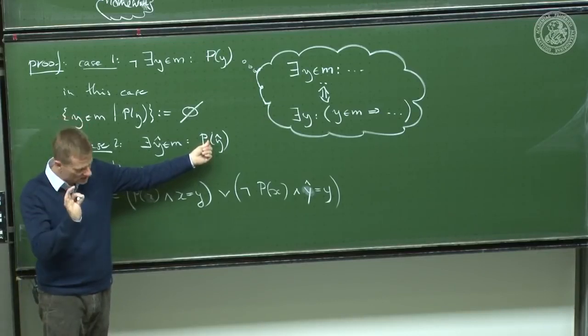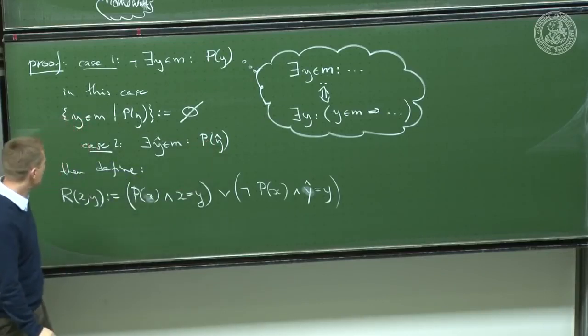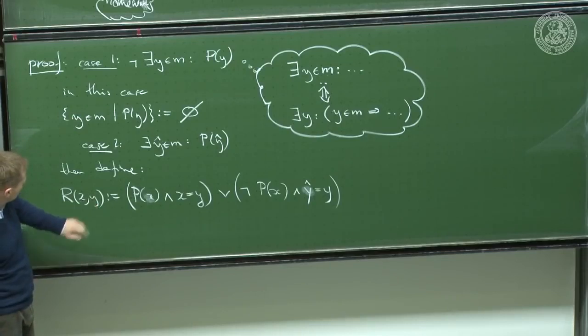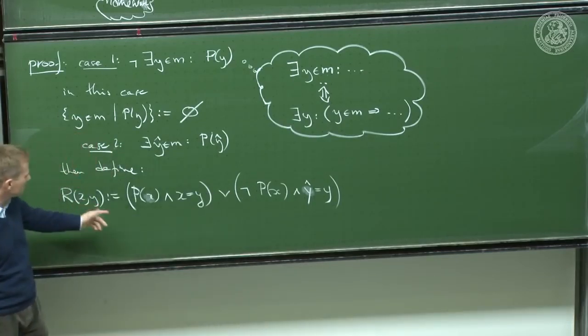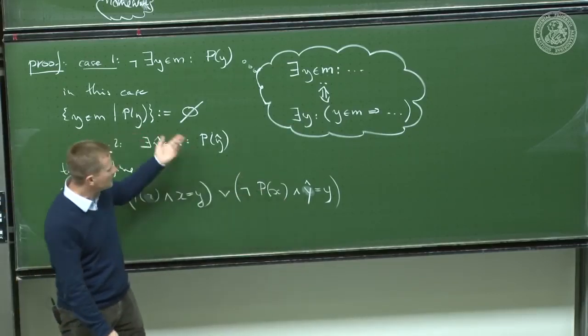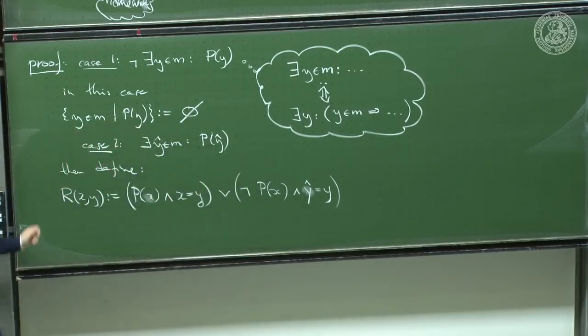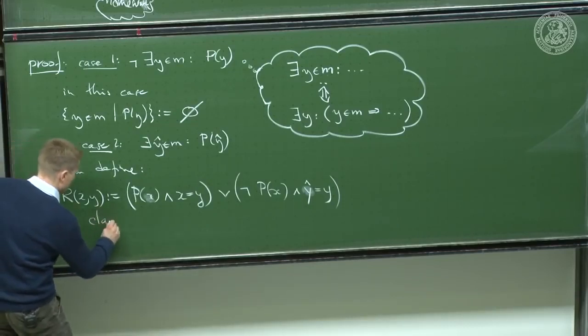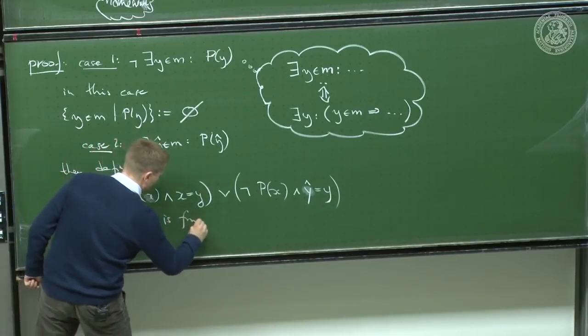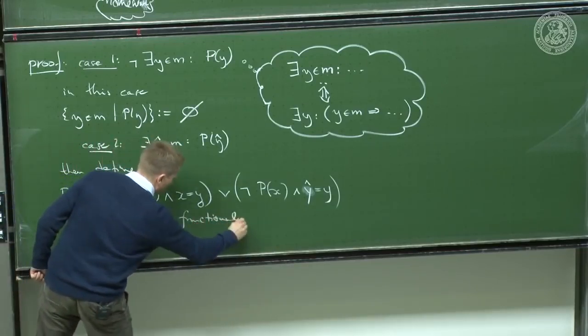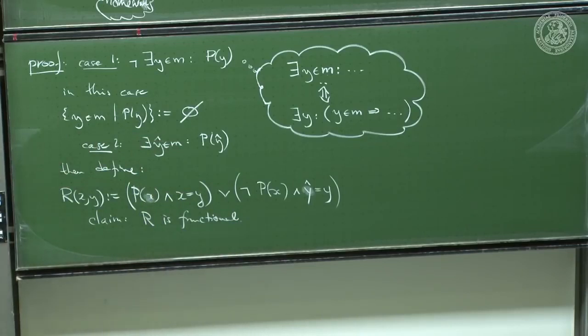So you see, I picked a particular y hat which happens to satisfy the condition. Take one of those, a specific one of those. And then define a relation of two variables, x, y. The x and y appear on the right-hand side, so a relation of two variables. There also appears a y hat, but that's a fixed y hat. Okay, we picked this. And the claim is that this relation R is actually functional.